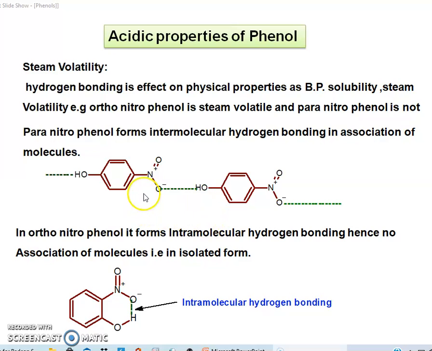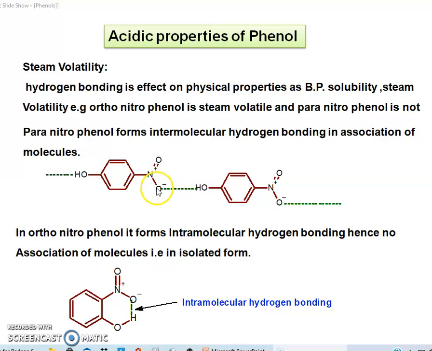For example, ortho-nitrophenol is steam volatile, whereas the para-isomer is not steam volatile. Why is it observed? We clearly observe the hydrogen bondings here. Which type of hydrogen bonding is in this molecule, and which type in that molecule? So two types of hydrogen bonding affect the steam volatility.